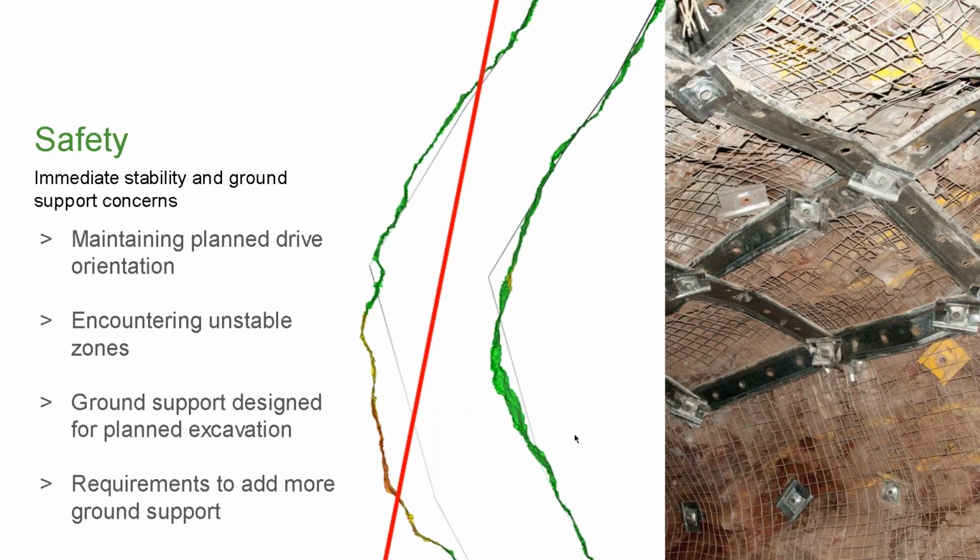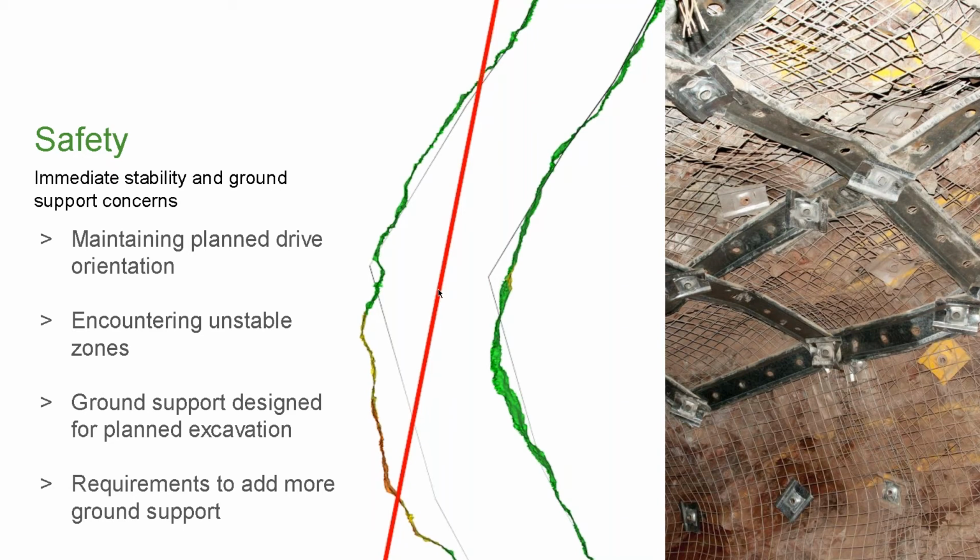When considering safety, immediate stability and ground support concerns must be addressed. In the image on the right, you can see the designed drift in this case, outlined in gray, the surveyed scan collected here and colored with a spectrum indicating distance from design, and a red line indicating what might be a geotechnical feature, a fault, or simply a delineation between different rock types.